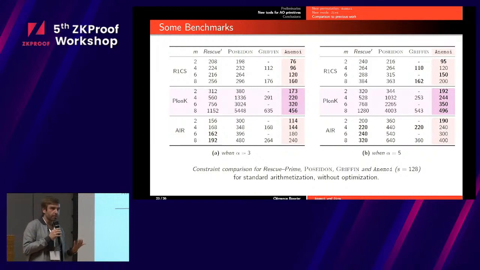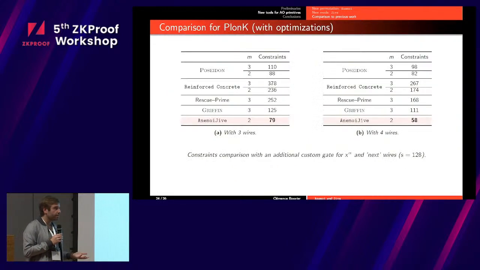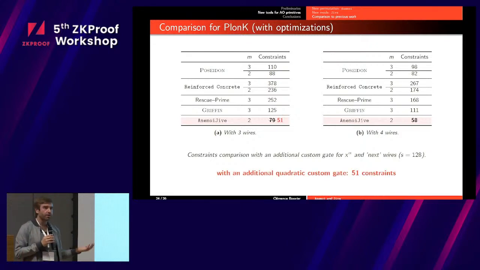As I said, for Poseidon we have a high number of constraints, and for Rescue Prime also. If we focus only on Plonk, we can see that we've got very nice performances. We always have better performance than the others. But we can even go lower if we use additional custom gates, as traditionally used in Plonk, like the custom gate for the low degree exponentiation to alpha, and also the next wires. So we can get down to 79 constraints compared to the state-of-the-art 110. But we can also go lower by adding another custom gate, the quadratic custom gate, that has a negligible overhead on the prover and verifier time.